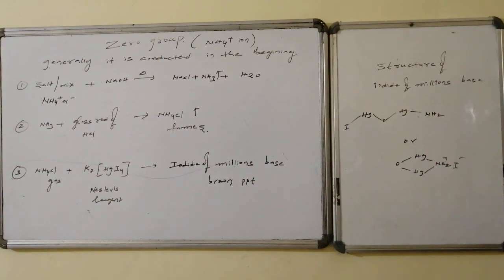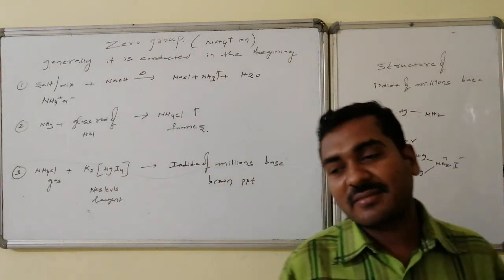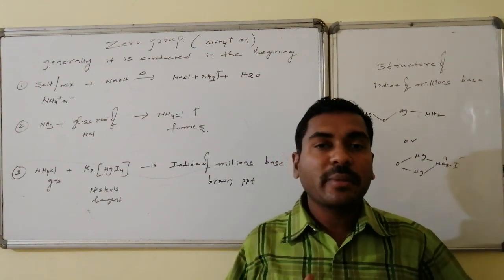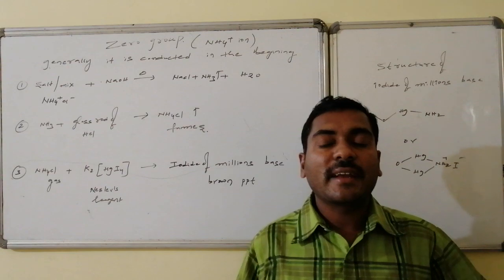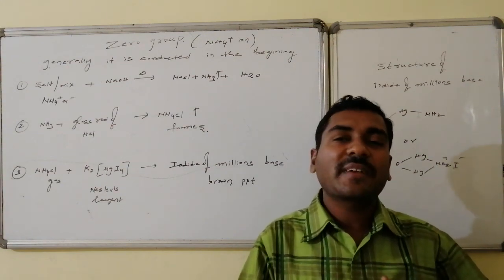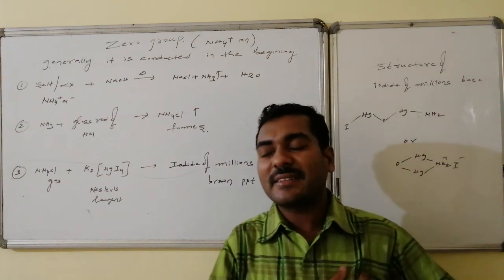The last group is the zero group, and it consists of the cation ammonium ion. This particular group test is done at the beginning of the cationic analysis, hence it is named the zero group. It does not have a specific reagent, and only one cation is there.